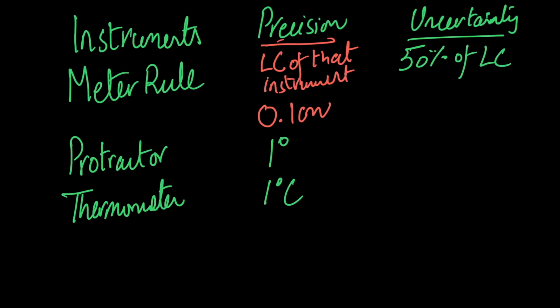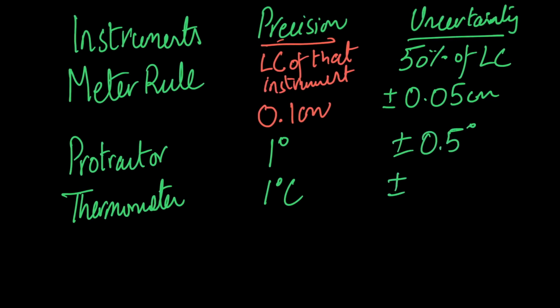So, for example, for a meter rule, it will be 0.05 cm, and uncertainty ko hamesha plus or minus saath likhte hain. For a protractor, it will be plus minus 0.5 degrees, and for a thermometer, it will be plus minus 0.5 degrees Celsius. So this way you can get the precision and the uncertainty. Precision aa jayegi directly from the instrument, and uncertainty you'll simply do 50% of the least count.